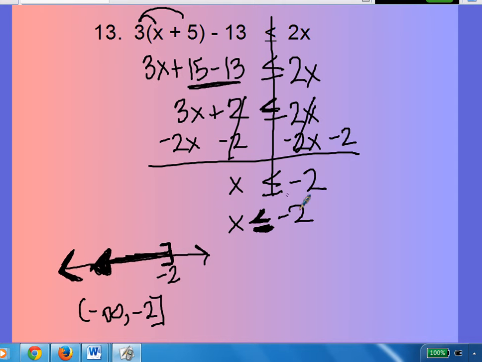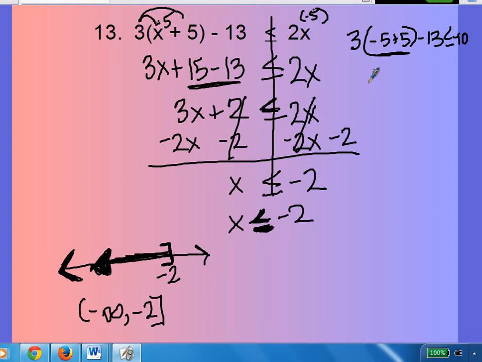Okay, and all you have to do to check it is pick a number that's less than negative 2. For example, you could pick negative 5 and plug it in right there and plug it in right there, and it should work. So if you did 3 times negative 5 plus 5 minus 13 less than or equal to 2 times negative 5, which is negative 10.